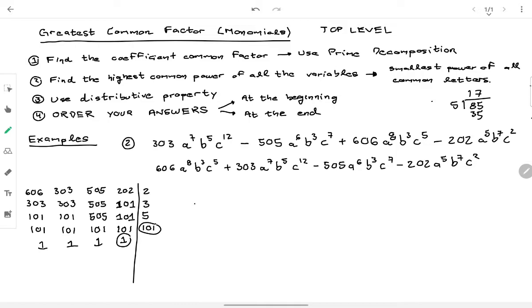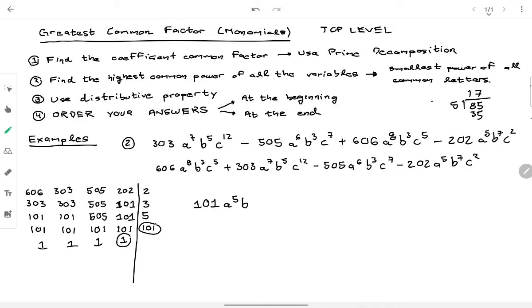So it's going to be 101. Then we go with the letters. We have a to the 8, a to the 7, a to the 6, a to the 5. The biggest one that is common is a to the 5, because a to the 6 is composed of a to the 5 multiplied by a. A to the 7 is a to the 5 multiplied by a squared. And a to the 8 is a to the 5 multiplied by a to the third. So it's going to be a to the 5.